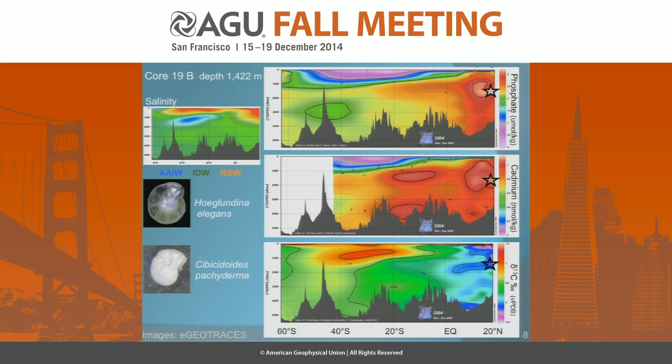So to do that, I measured some nutrient proxies. You can see here that my core site is very high in nutrients in modern times. So I took a few cadmium analyses from H. elegans as well as a time series of delta C13 from C. pachyderma. And you can see that my core site is very high in nutrients, so high in phosphate and cadmium and low in delta C13 in modern times.